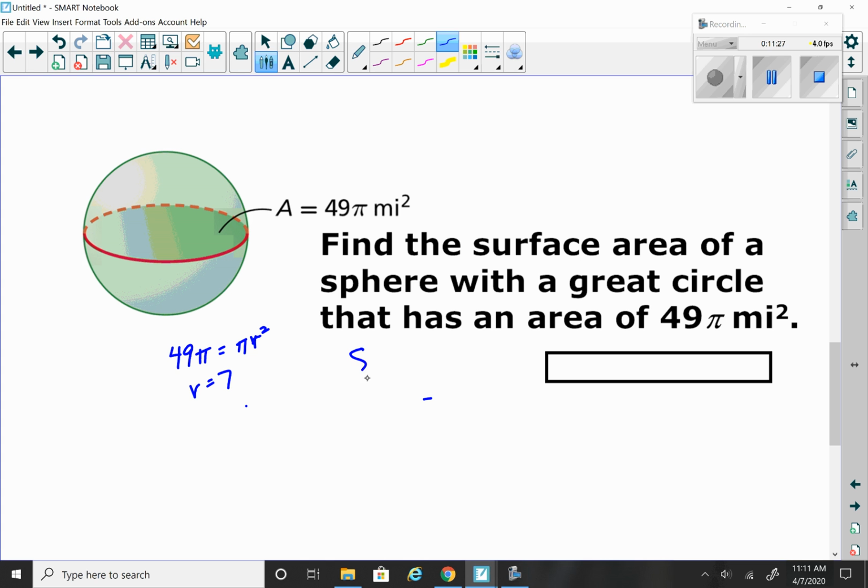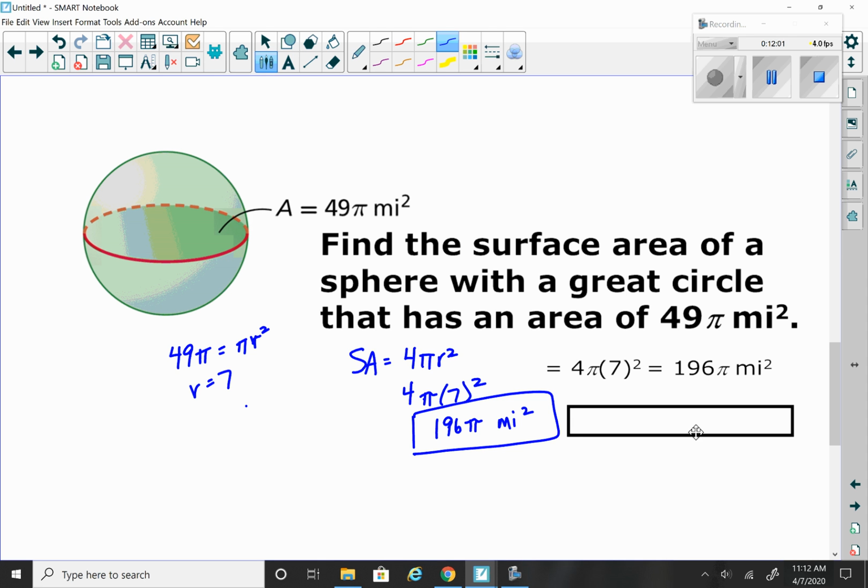So again, remember your formula for surface area of a sphere, 4 pi r squared. So we would have 4 times pi times 7 squared. 7 squared is 49. 49 times 4, use your calculator. We should get a surface area of 196 pi. And again, this is miles squared. Surface area is a flat surface, so my units are to the second power. Let me just double check.